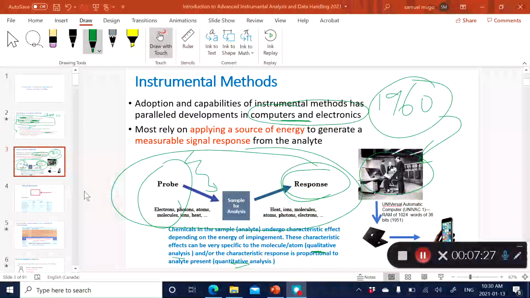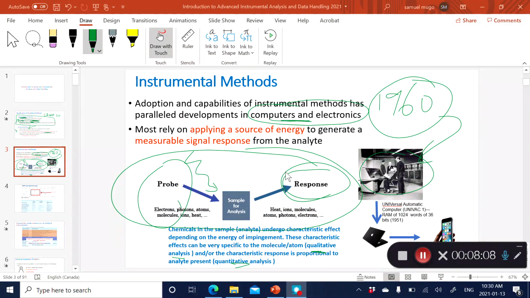And you can see that over the last 50 or so years, we've moved from this kind of gigantic computer to laptops and even iPhones, or smartphones, in the last 20 years. And that has really influenced equally the development of instrumental methods, which are completely connected to electronic devices, and of course, computers as well. Remember, we're going to talk about this in the next slide.